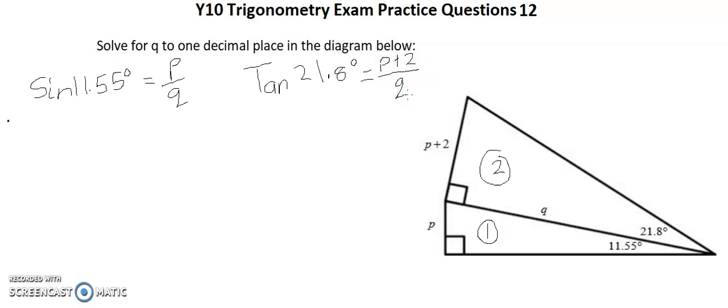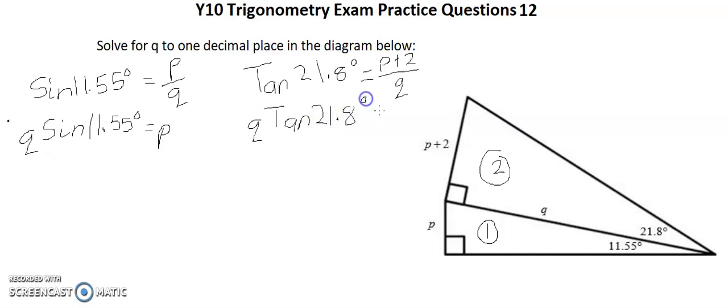Now the next thing I can see is that we are wanting to find Q. So if I make P the subject, so in this case here, to make P the subject, I'm just going to get Q onto the other side, and that gives me, I times both sides by Q, and I get Q sine 11.55 degrees is equal to P. Likewise with the other side, I times both sides by Q, and that cancels out Q on the right, and I get Q times tan 21.8 degrees is equal to P plus 2.